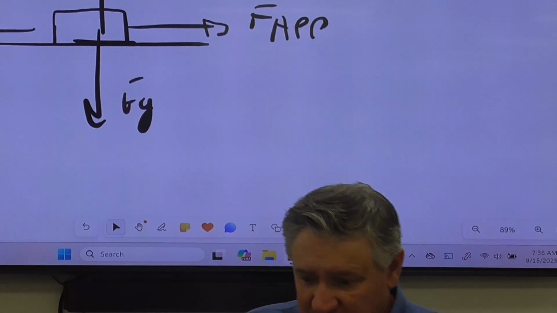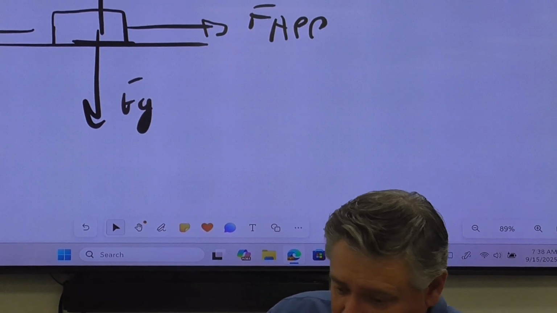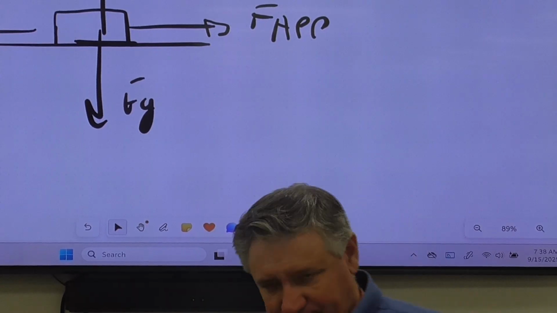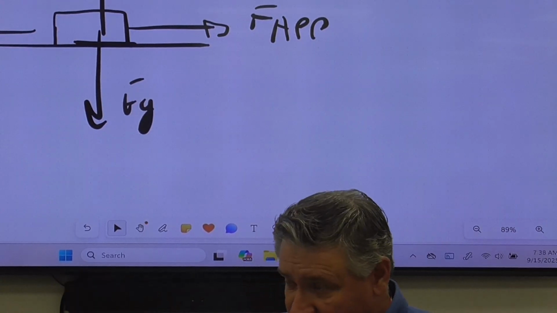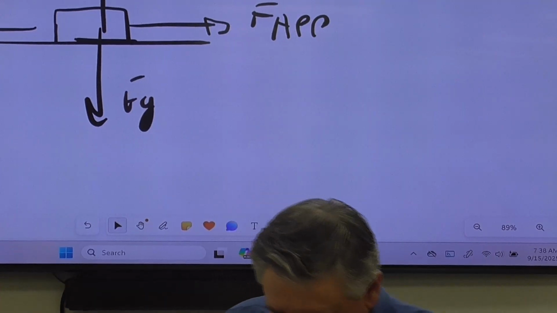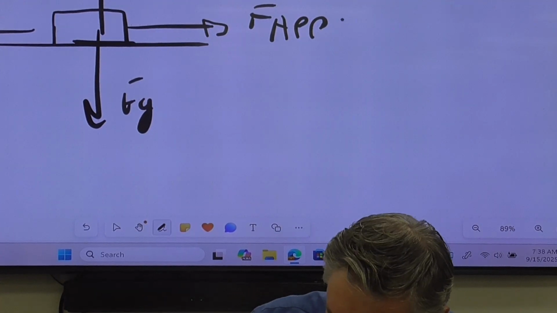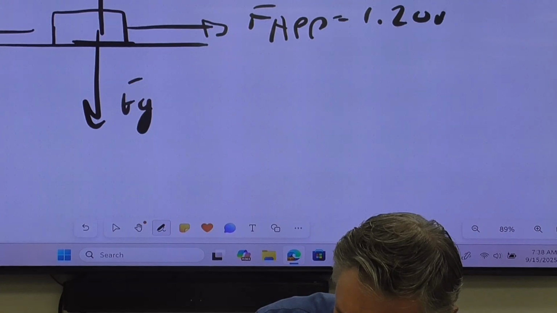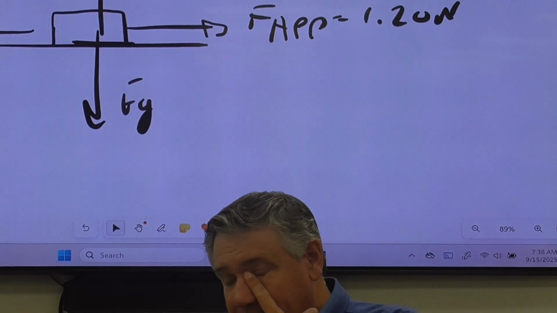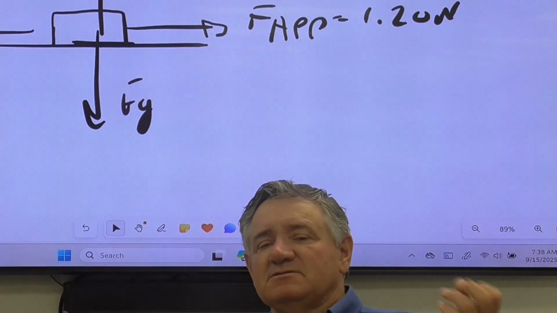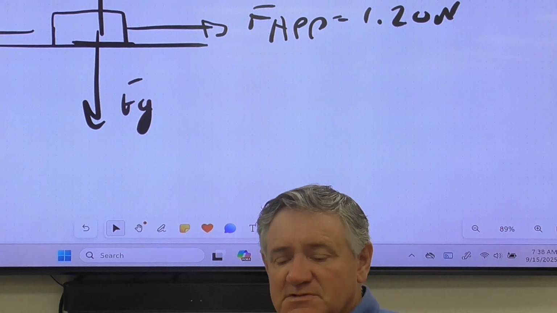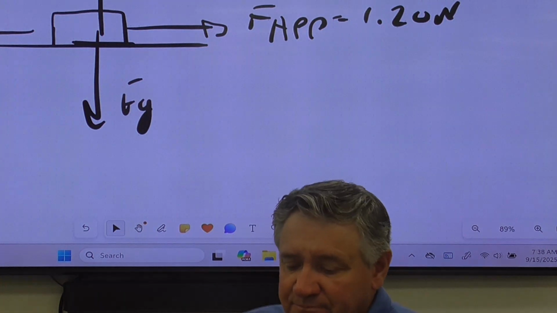So what you measure, let's say for example, there was that wood-on-wood kinetic friction. Because remember, kinetic friction means in motion. So let's say that took you 1.20 newtons of force to pull it. Now, there's a couple of things that are important about that number. First and foremost, understand this.